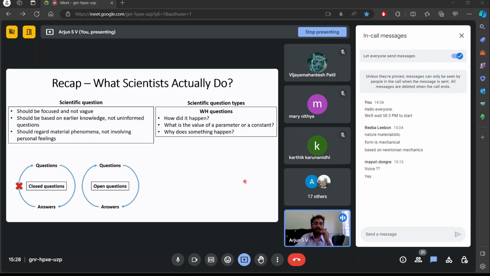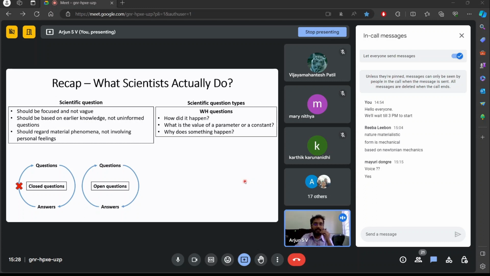If you are going to calculate any constant for a parameter, that constant is just found out, and you don't need to answer any other question using that answer. On the other hand, questions which give answers that lead to further questions, a chain of questions and answers, are called open questions.